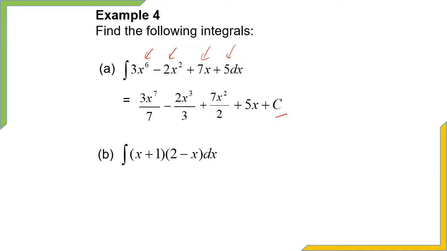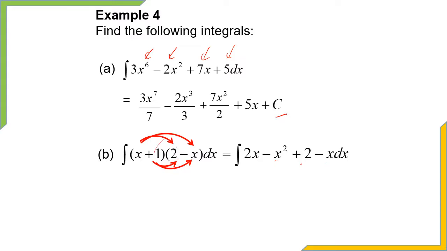And then for question B, integrate x plus 1 multiplied by 2 minus x. Do we have any formula for multiplication between two factors? No, but we know that we can expand. Do the basic things first, the basic techniques that you know in mathematics. So expand here: x multiplied by 2 is 2x. x multiplied by negative x is negative x squared. 1 multiplied by 2 is 2, and 1 multiplied by negative x is negative x.